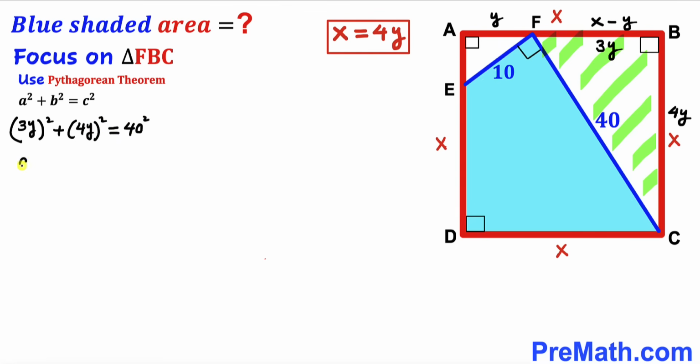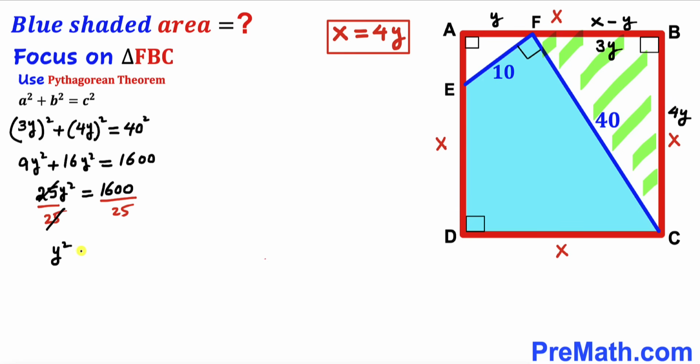Let's simplify. That is going to give us 9y square plus 16y square equal to 1600, or simply 25y square equal to 1600. And now we are going to divide both sides by 25. This 25 is gone.